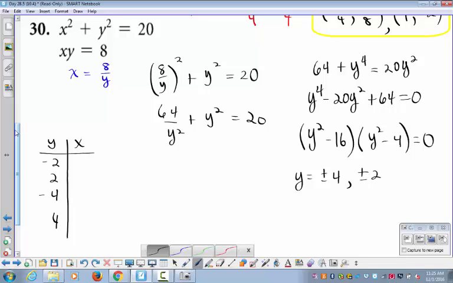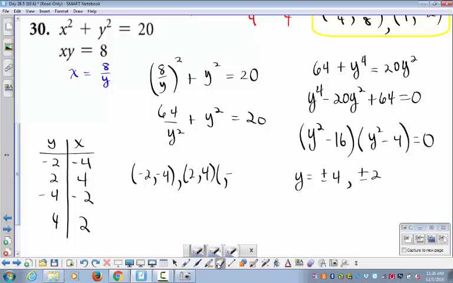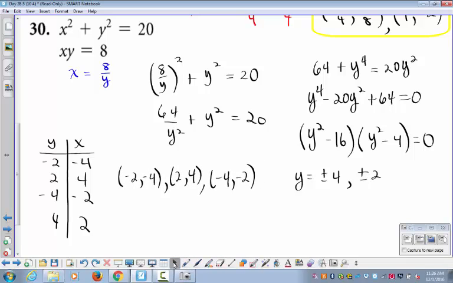Then the x value will be, if y is -2, -2 goes into there -4 times. If y is 2, then that's 4, -4, that's -2, and if y is 4, that's 2. So that gives us our 4 ordered pairs. That make sense to everybody?